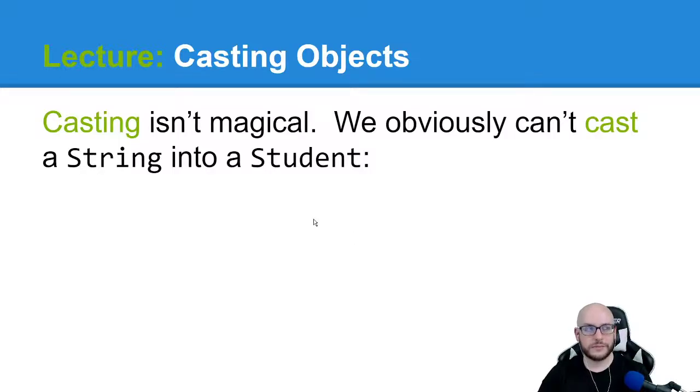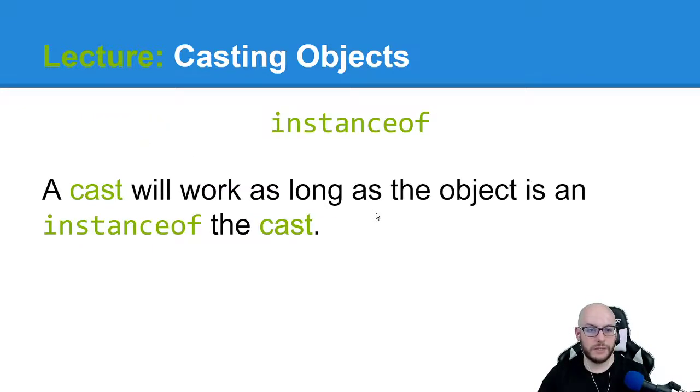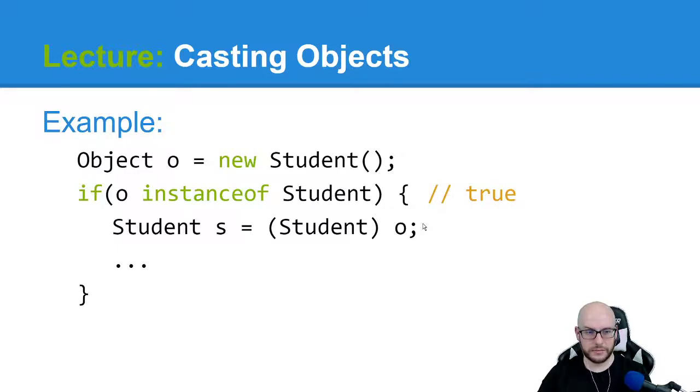So, casting isn't magical. We obviously can't cast a string into a student. Right? I have object O, which is the string "student," and what I want to do is take O and cast it. Well, this is going to give you a ClassCastException. All exceptions are runtime errors, meaning you won't see this until runtime. A cast will work as long as the object is an instance of the cast.